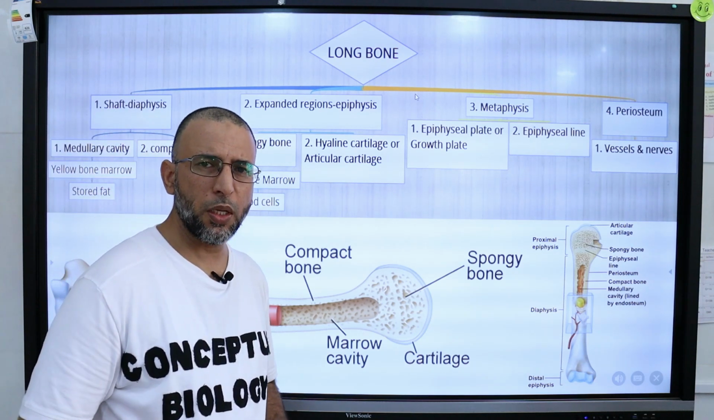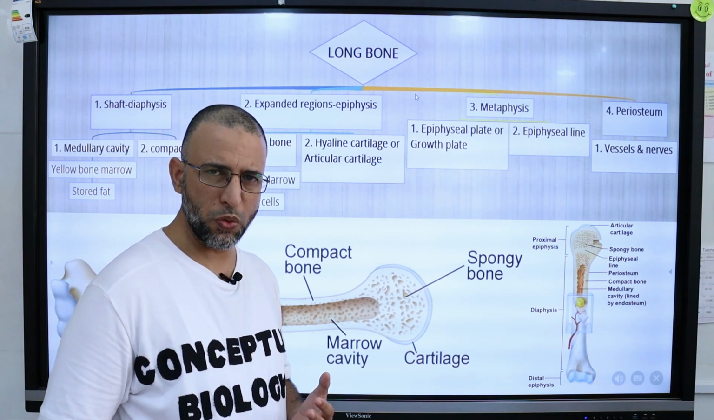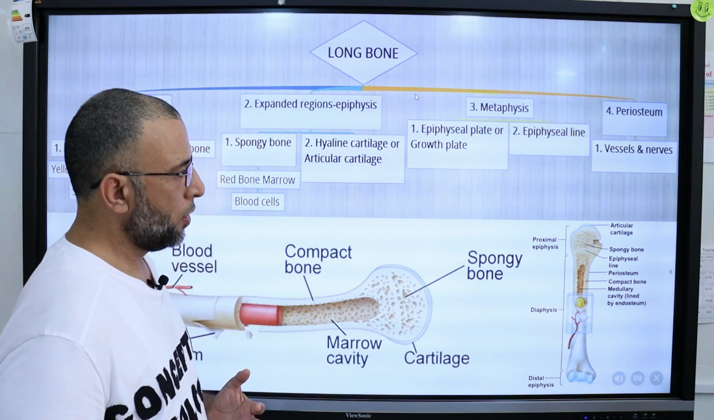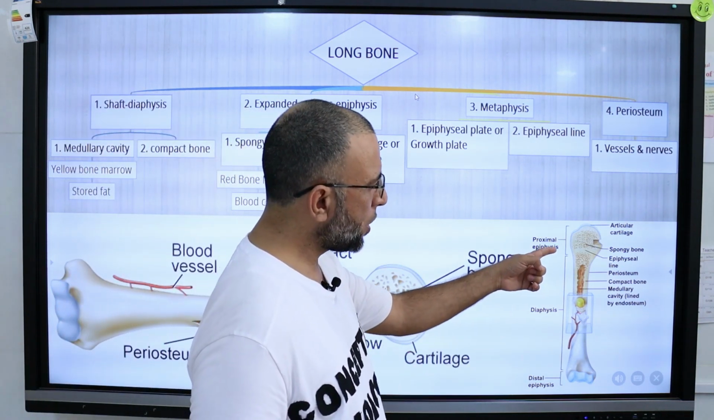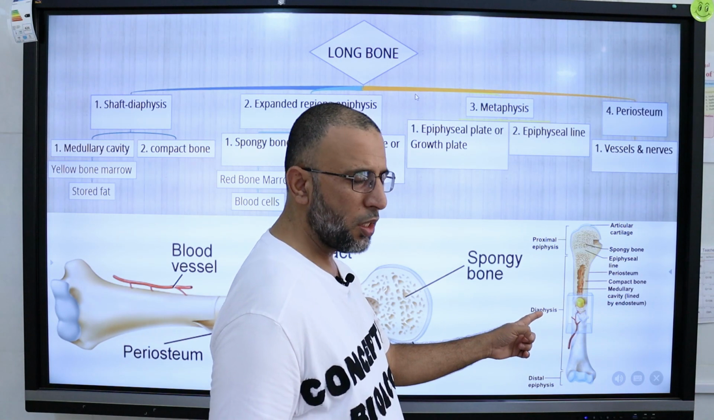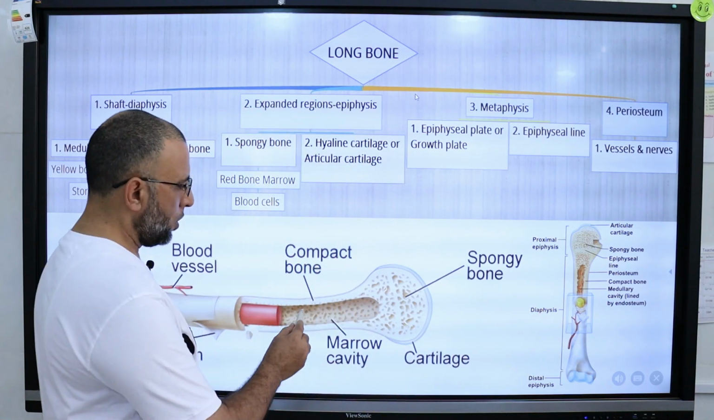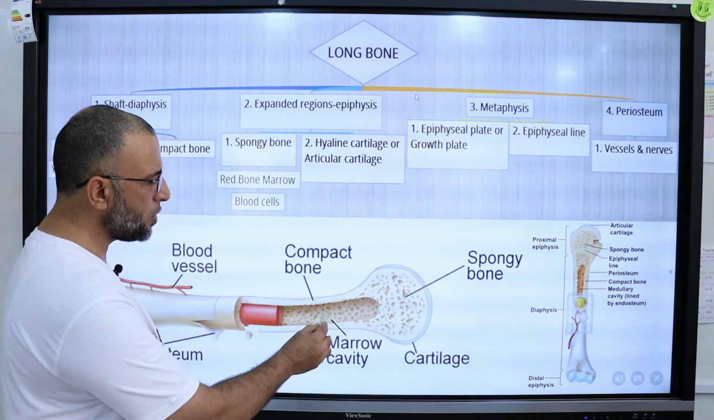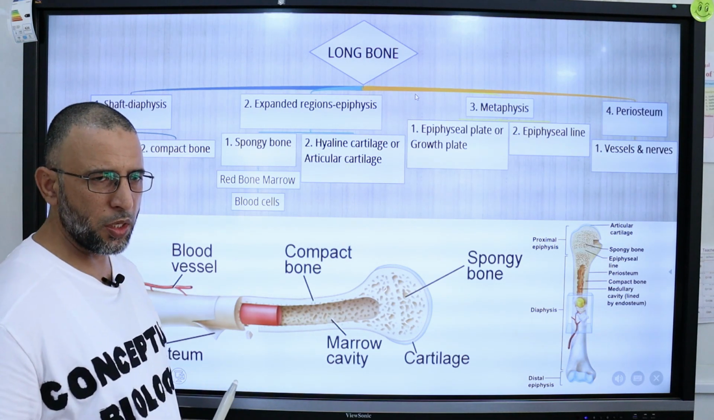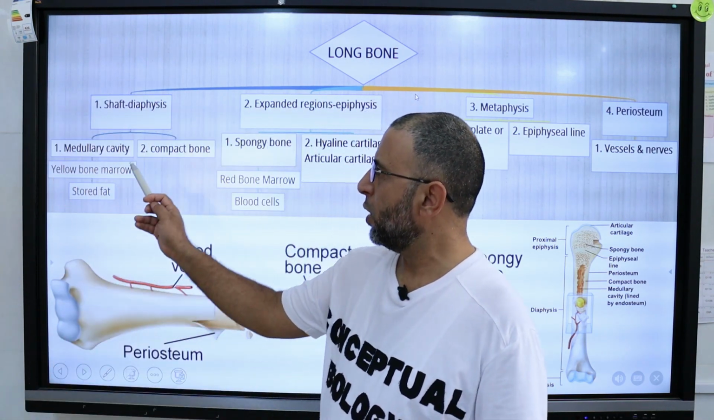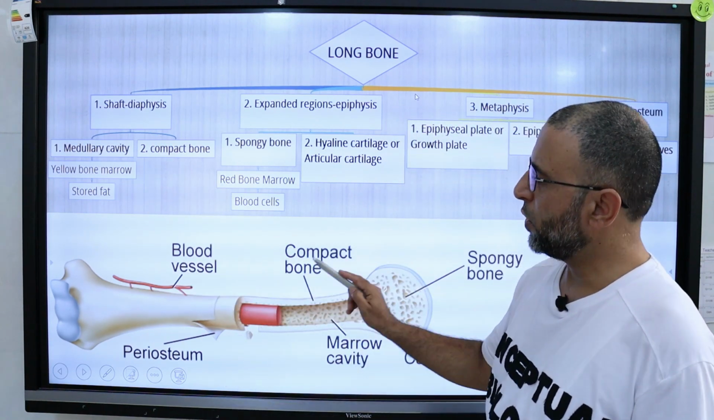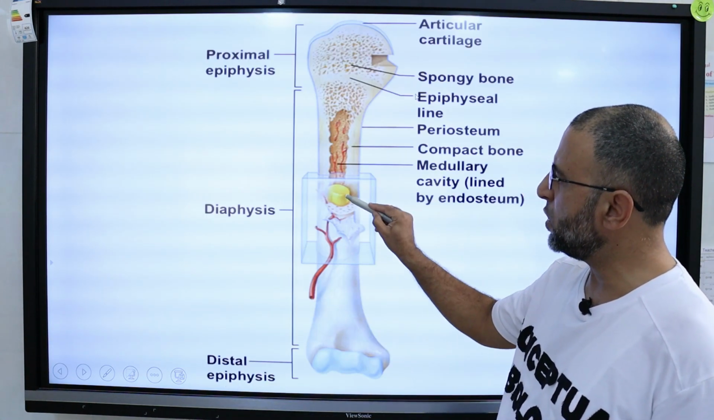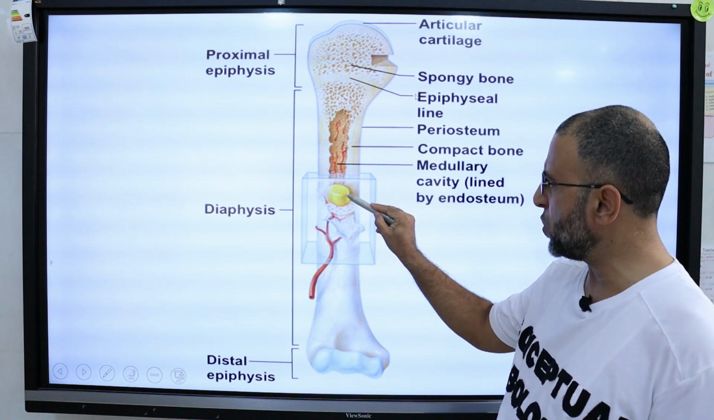To better understand the anatomy of a bone, we will use a long bone. The shaft or the main portion of the long bone is called diaphysis. The wall of the diaphysis is composed of compact bone, and inside there is a cavity which is called the marrow cavity or medullary cavity. This medullary cavity has yellow bone marrow, which is stored fat.